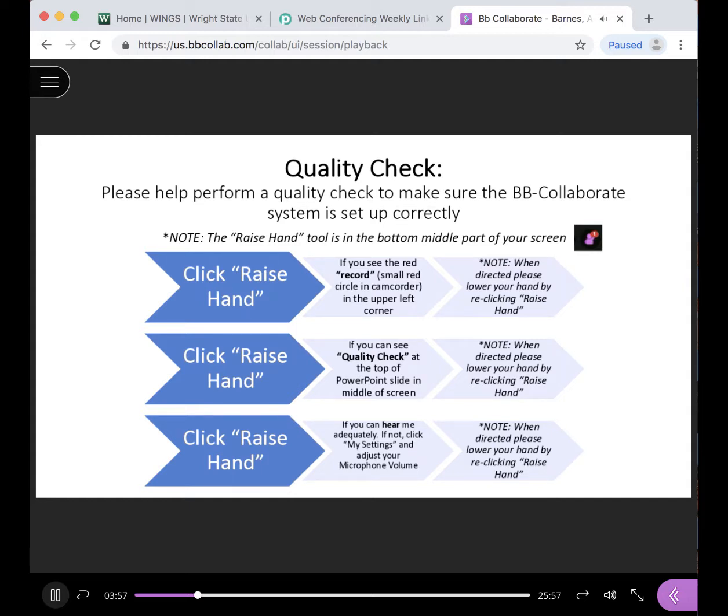Next, if you see the words quality check at the top of this slide in the middle of the screen, then please go ahead and raise your hand. Good. And click again to lower your hand. And lastly, if you can hear me adequately, go ahead and click raise hand. If not, you want to go back to my settings and adjust your mic volume. Good. Okay. And again, click again to lower your hand.